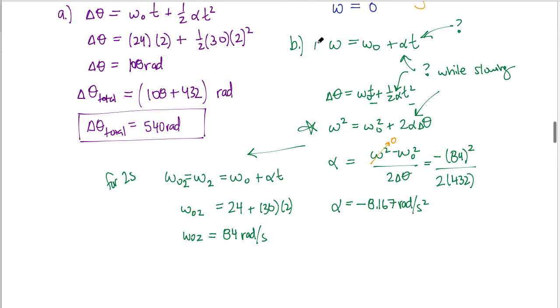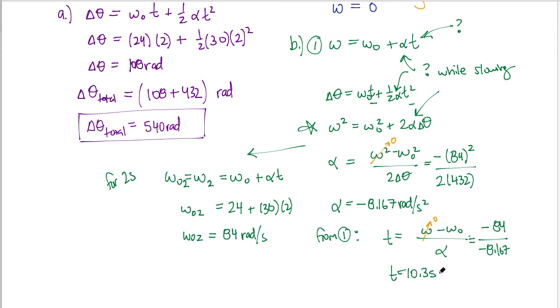So I'm going to go ahead and use this first equation. And so from equation 1, I would know that time is equal to omega minus omega naught over alpha. So since my omega is 0, that means that the time here will just be negative 84 divided by negative 8.167. So my time spent slowing down is going to be approximately 10.3 seconds.